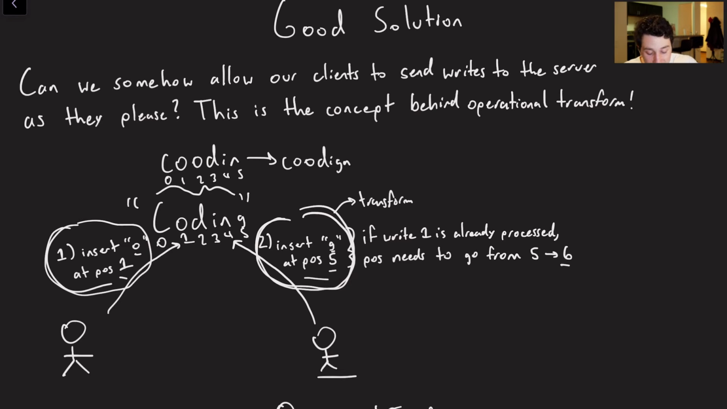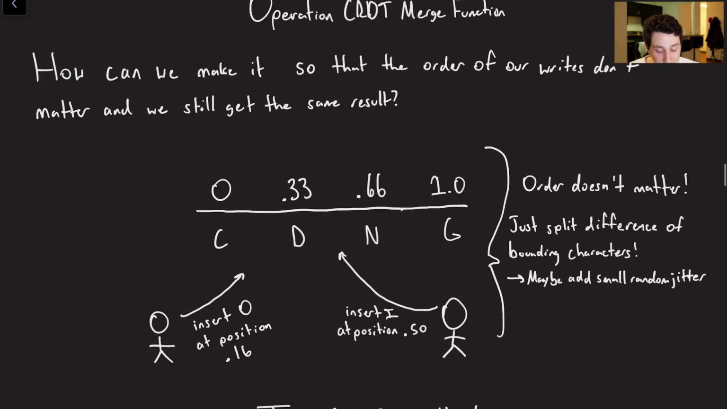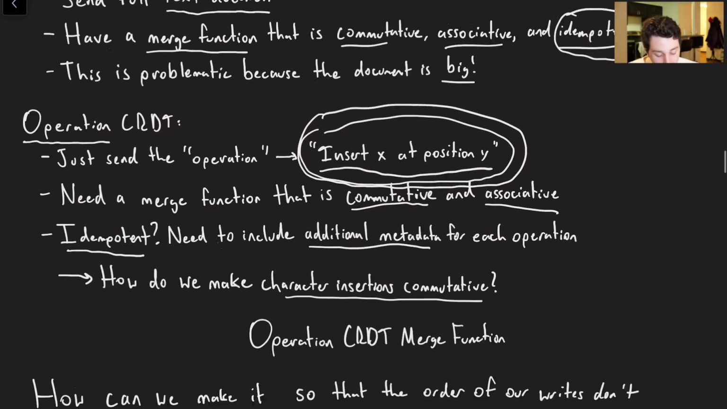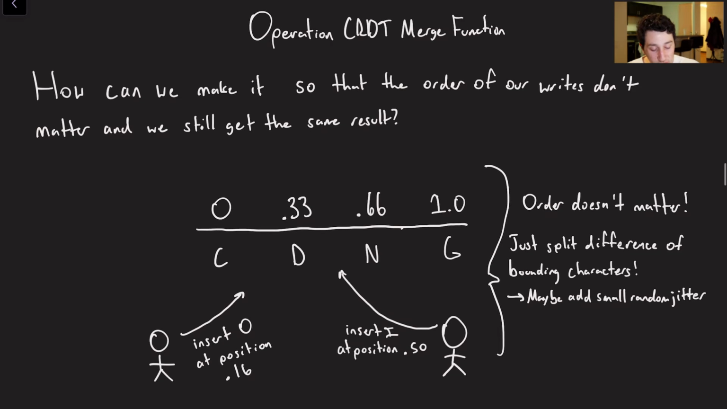So if I said insert G at position 5, and then I said insert O at position 1, then what would actually happen is I would go from codin to coding to coding. And that's actually what we want. So that's a different result than if I process them in a different order. So keep in mind that order does actually matter for these insertions. How can we make it so that order doesn't matter? And that is where our merge function is going to come in.